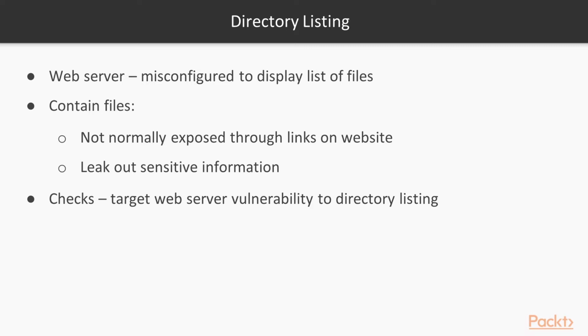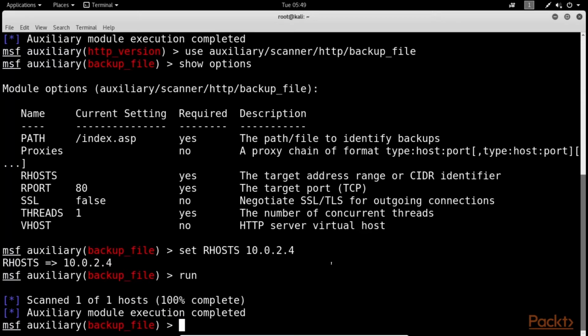Next we will see directory listing. Quite often the web server is misconfigured to display the list of files contained in the root directory. The directory may contain files that are not normally exposed through links on the website and leak out sensitive information. This auxiliary module checks whether the target web server is vulnerable to directory listing. To use this auxiliary module, type auxiliary/scanner/http/dir_listing.